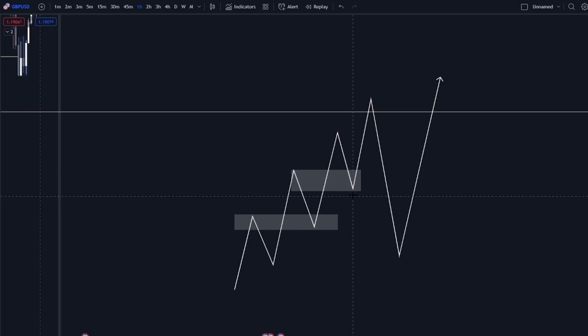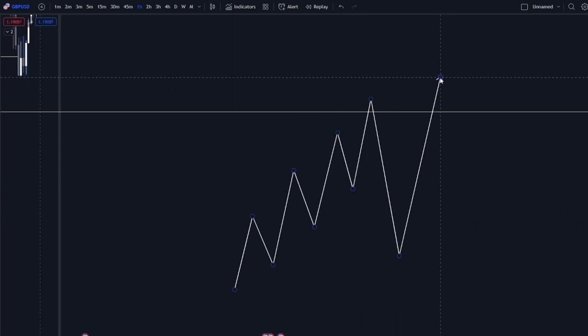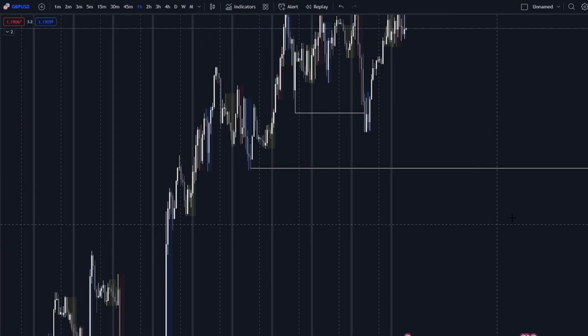So that's why the market falls down, takes all the liquidity from below this, all the stop losses, and then it makes its own way to the upside. So this is how liquidity works. And now I should tell you where you can find the liquidity.